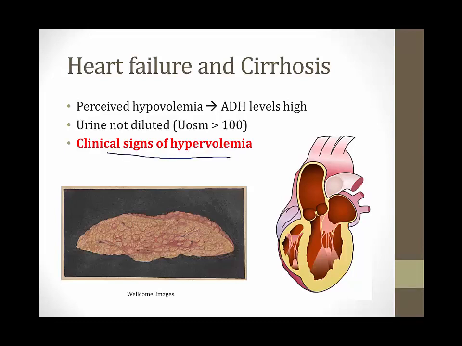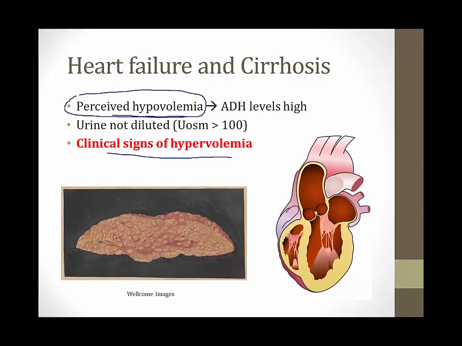However, what is happening inside the vascular space is that the body is perceiving hypovolemia. So there's a disconnect. There's real actual hypervolemia, but the body is perceiving hypovolemia. The reasons are a little bit different in heart failure and cirrhosis. In heart failure, this happens because there's a decrease in the cardiac output. In cirrhosis, this happens because of low vascular resistance and vasodilation. But in both conditions, the body thinks there's hypovolemia, even though there is actually hypervolemia.